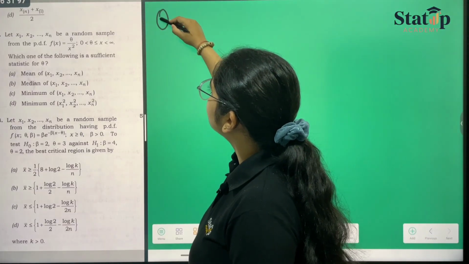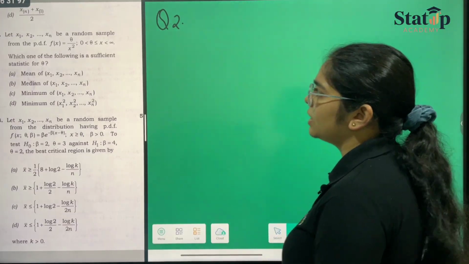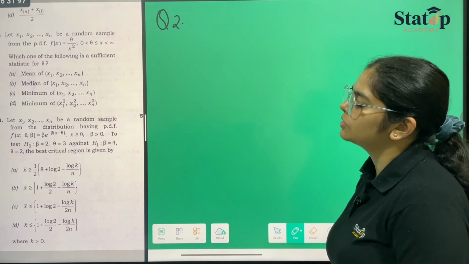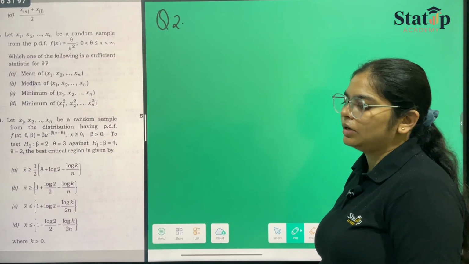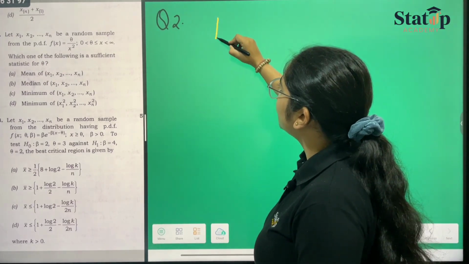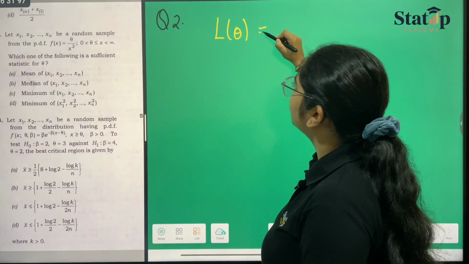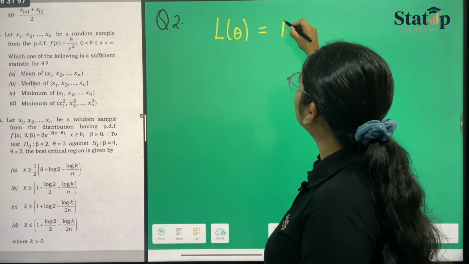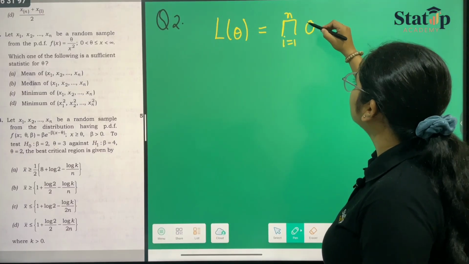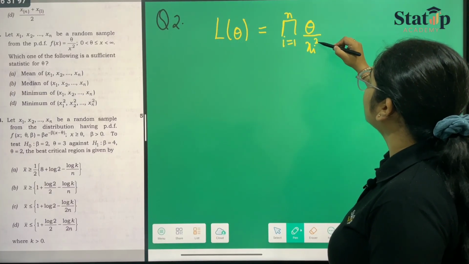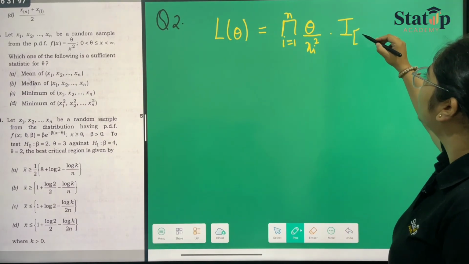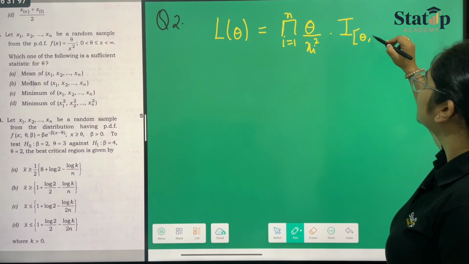Question number 2 gives us a PDF, theta upon x square. Which of the following is a sufficient statistic for theta? Now we have to calculate the sufficient statistic for theta. For calculating the sufficient statistic, first of all, we have to take the likelihood function of theta. So the likelihood of theta would be product i goes from 1 to n of f(xi, theta), theta upon xi square into I, which is an indicator function of theta to infinity.